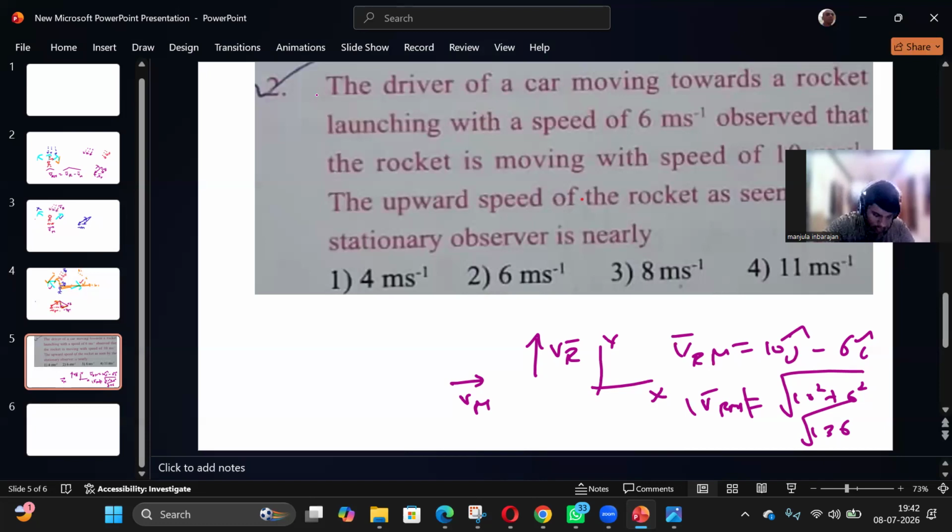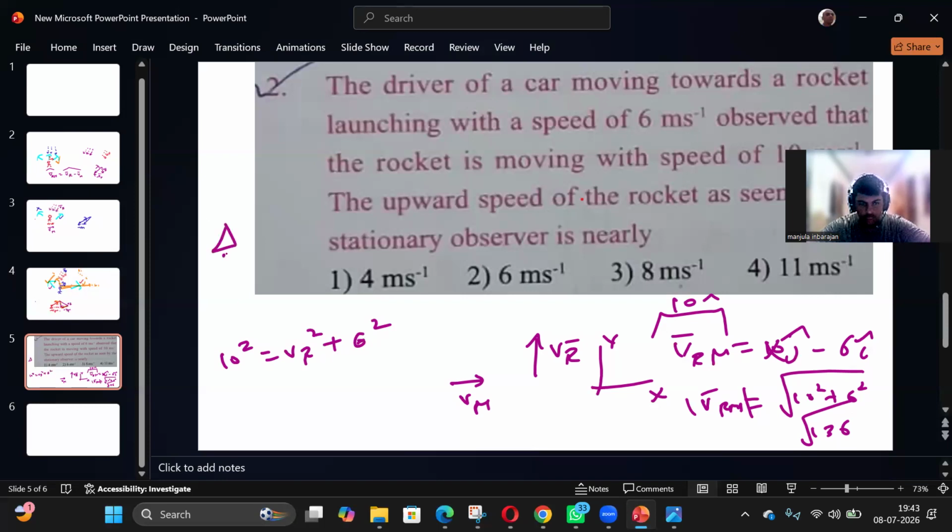Oh, I understood the question wrongly. So the velocity of the rocket is not 10. The velocity of the rocket is the thing we have to find out. VRM is 10. Okay, this observed thing is 10 and it is in some direction. VR is in the direction of J cap, that is the actual velocity with respect to the ground. So 10 square should be equal to the velocity of the rocket square plus 6 square. Okay, this is simple.